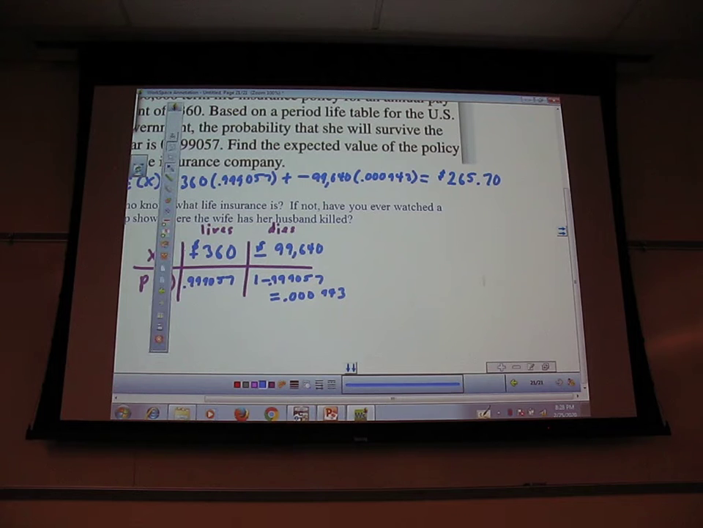What does that number represent? Do you guys need 30 seconds to confer with your neighbors? Okay, take 30 seconds, go ahead.